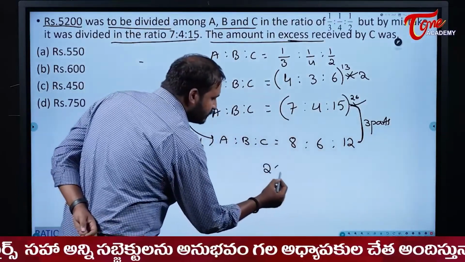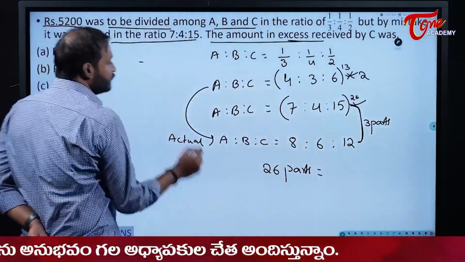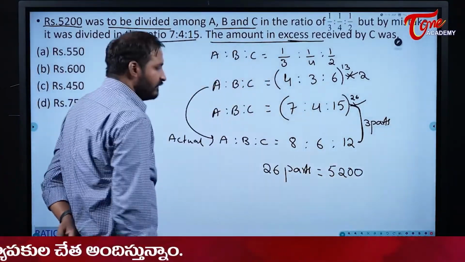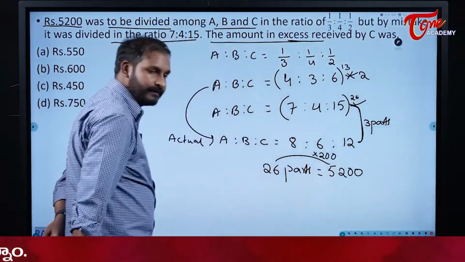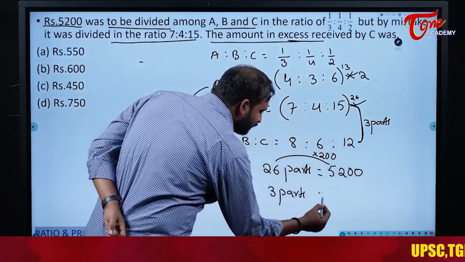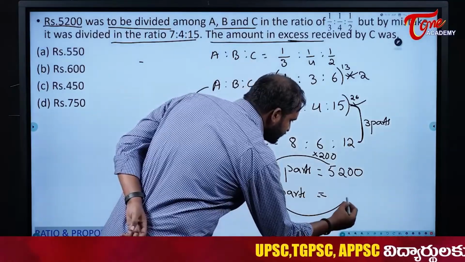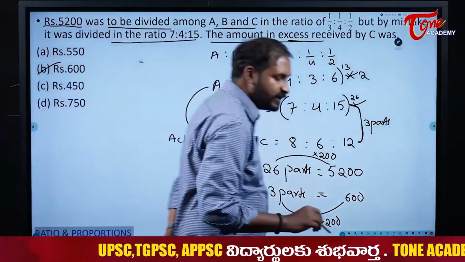Now, the total is how many parts? Just now we changed it to 26 parts. 26 parts is equal to what? 5200. If you observe carefully, 26 into 200 is 5200. Now I want how many parts? 3 parts. 3 parts will become what for me in this case? Directly into 200, that is 600 rupees. That means he will get an excess of 600 rupees here.